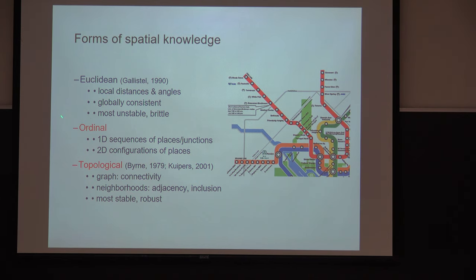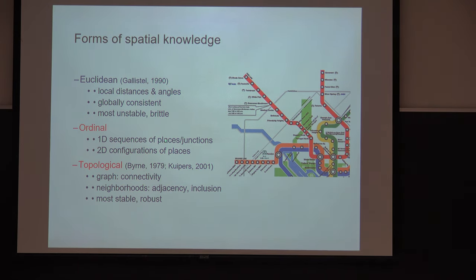So let's review what a Euclidean map would mean. Euclidean, you would have knowledge of local distances and angles. Everything would be globally consistent. And Euclidean stuff is very unstable. So to the extent that we have Euclidean knowledge, it's really brittle.